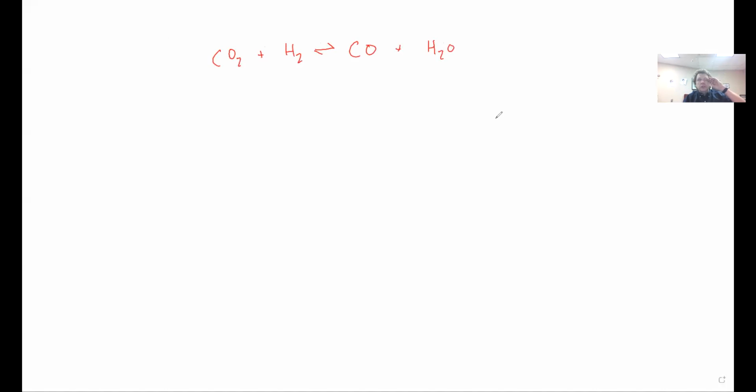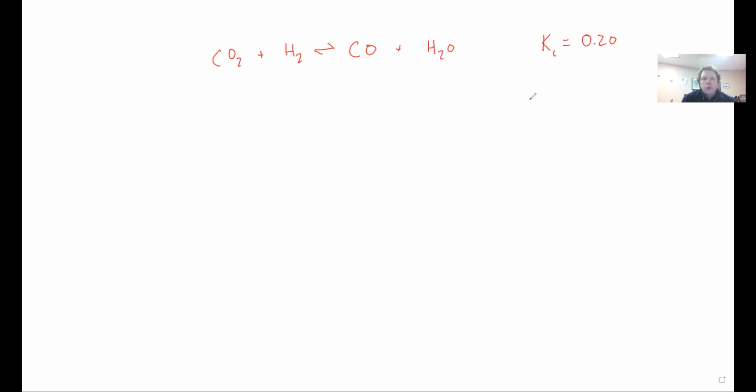Now, we're given a couple of pieces of information for this problem. First and foremost, we're given an equilibrium constant. K sub C is equal to 0.20. This has no units because this is a ratio of concentrations, so all the units would cancel out.